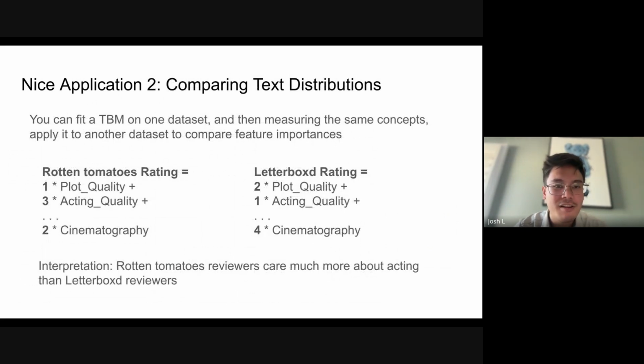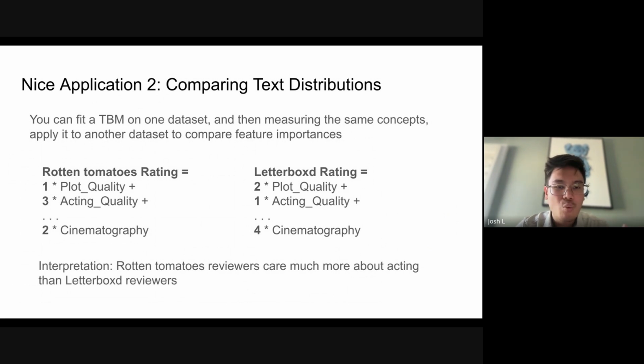Then finally, another nice application you can do is comparing text distributions, because one thing you can do is fit one TBM on one data set. So for example, you can train a TBM on Rotten Tomatoes. It generates the list of concepts for you along with their associated weights. You can then take the same concepts you got from Rotten Tomatoes, and then instead of doing another classification over Rotten Tomatoes reviews, you can look at reviews on Letterboxd.